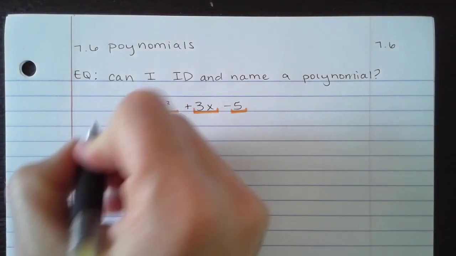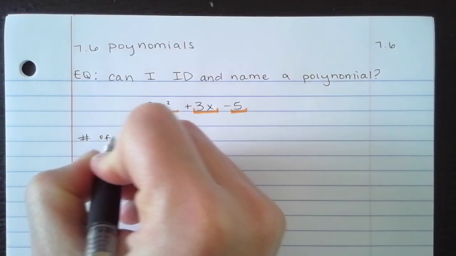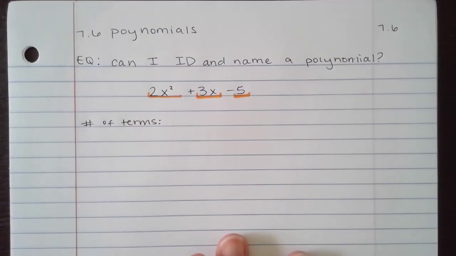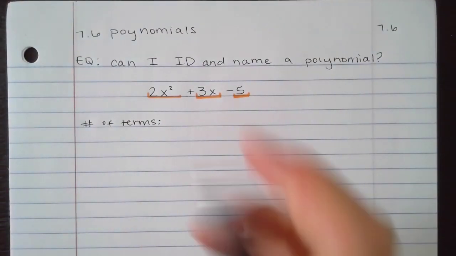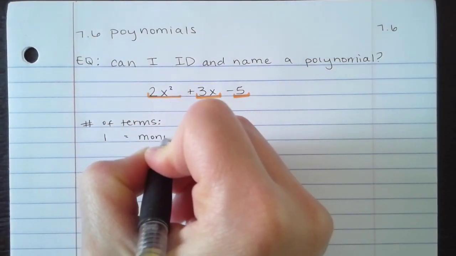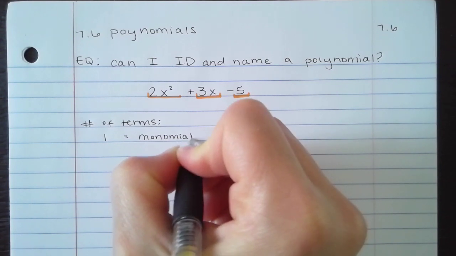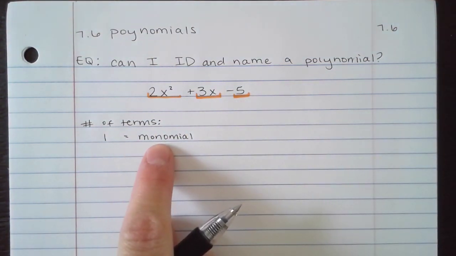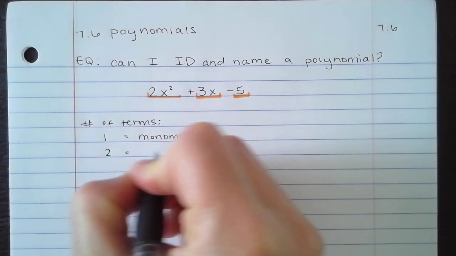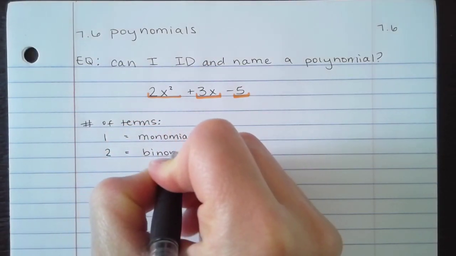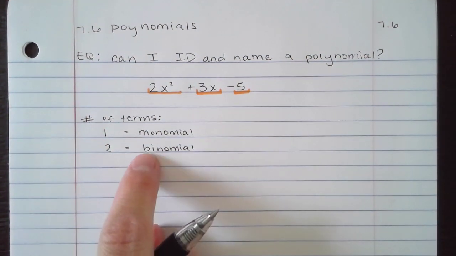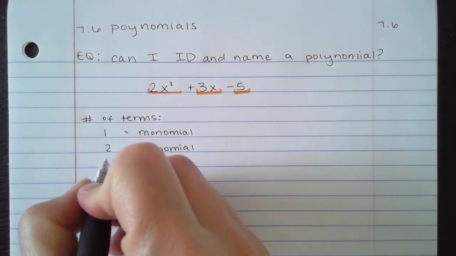So firstly, we label them by the number of terms. And you've heard me say these different terms before, now we're just actually getting them on paper. If there is one term, we call that a monomial. And mono means one, so monomial. 2, binomial. Bi means 2, a bicycle means 2 wheels.